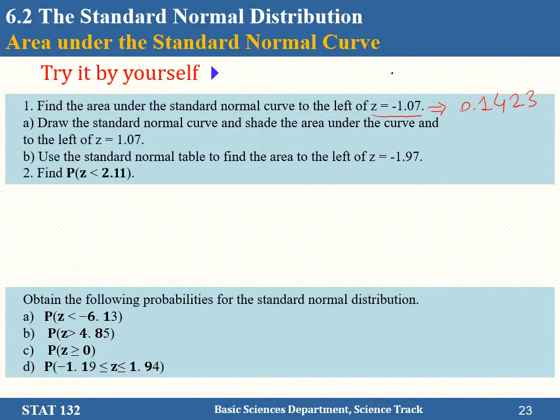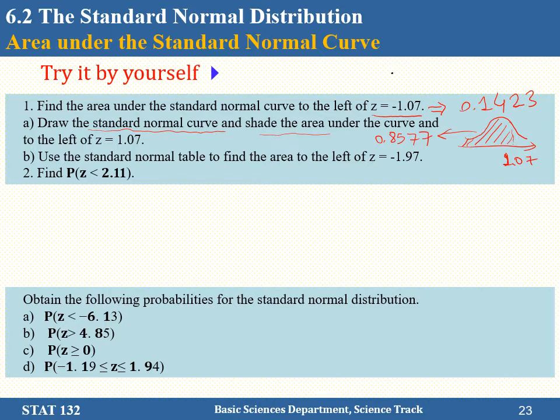And here it says draw the standard normal curve and shade the area under the curve to the left of z equal to 1.07. So it's just asking you to draw it, and this is 1.07, and shade the area. If you want to find the area, I think this area is 0.8577, I guess. Yeah, 77.